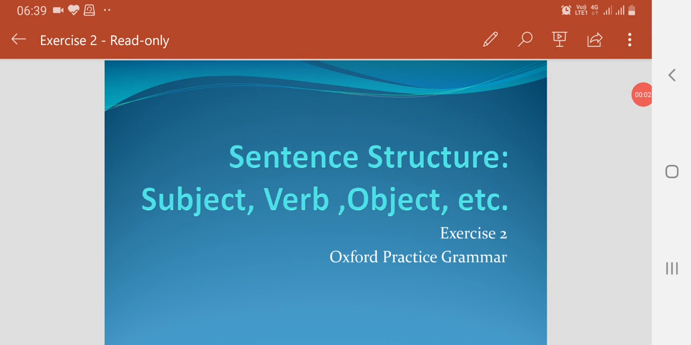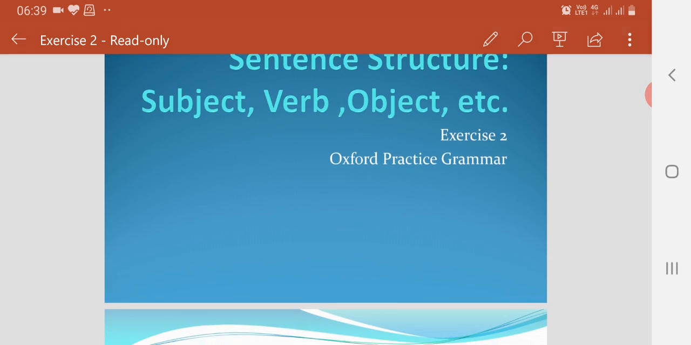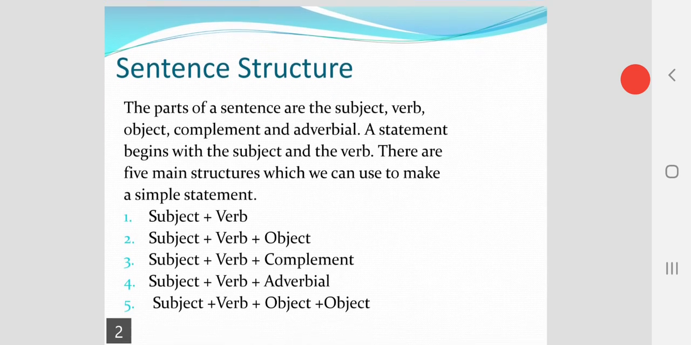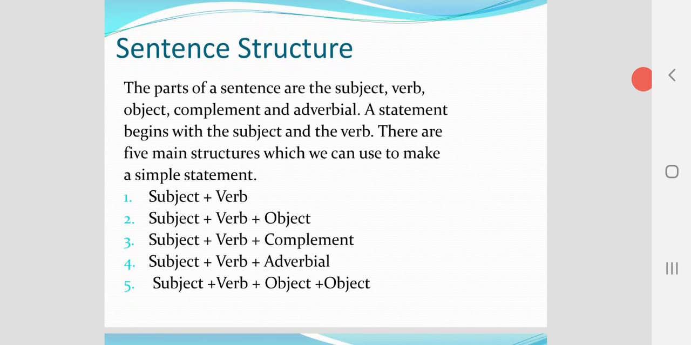Hello students, today we will do exercise 2 from Oxford Practice Grammar, sentence structure. The parts of a sentence are the subject, verb, object, complement and adverbial. A statement begins with the subject and verb.